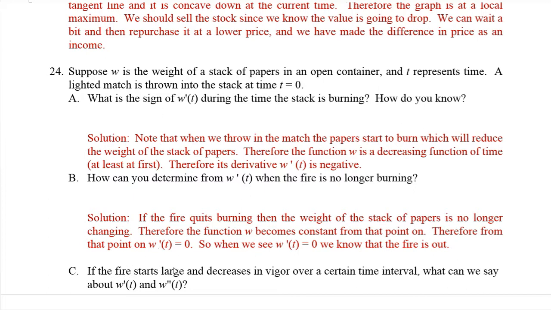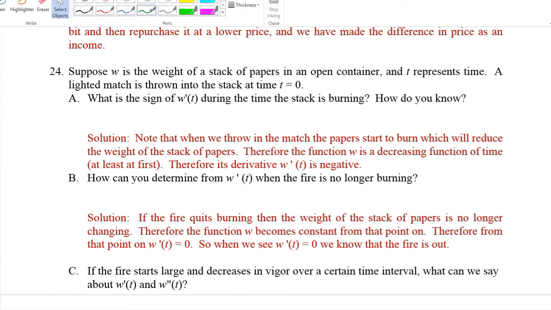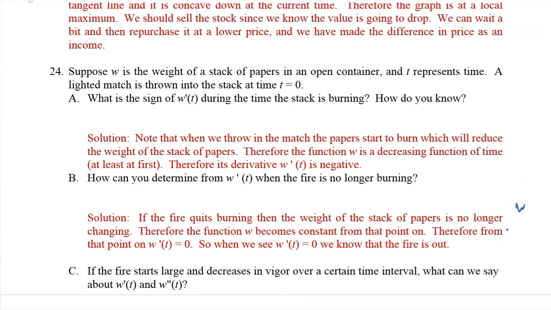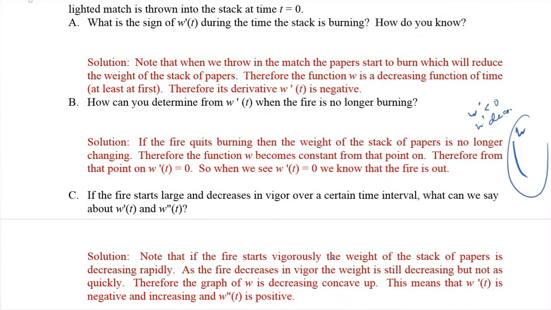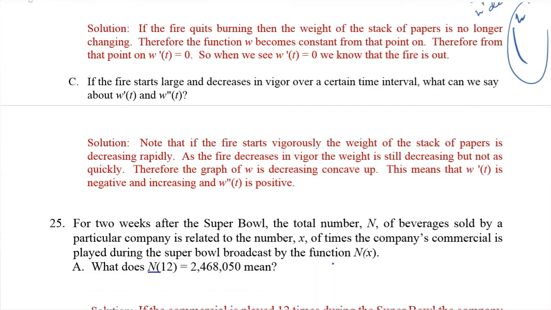Well, if the fire's going, then we know W prime is negative because the weight's going down. But let's see what happens. Let's say we graph W here. W is decreasing, but what happens? It starts large, so it's decreasing really fast, but then it doesn't decrease as much anymore in the future. What is that? Well, that's decreasing concave up. So that means W prime is negative and W prime is decreasing. And the original graph is concave up, so W double prime is positive. I believe that's what I said there.